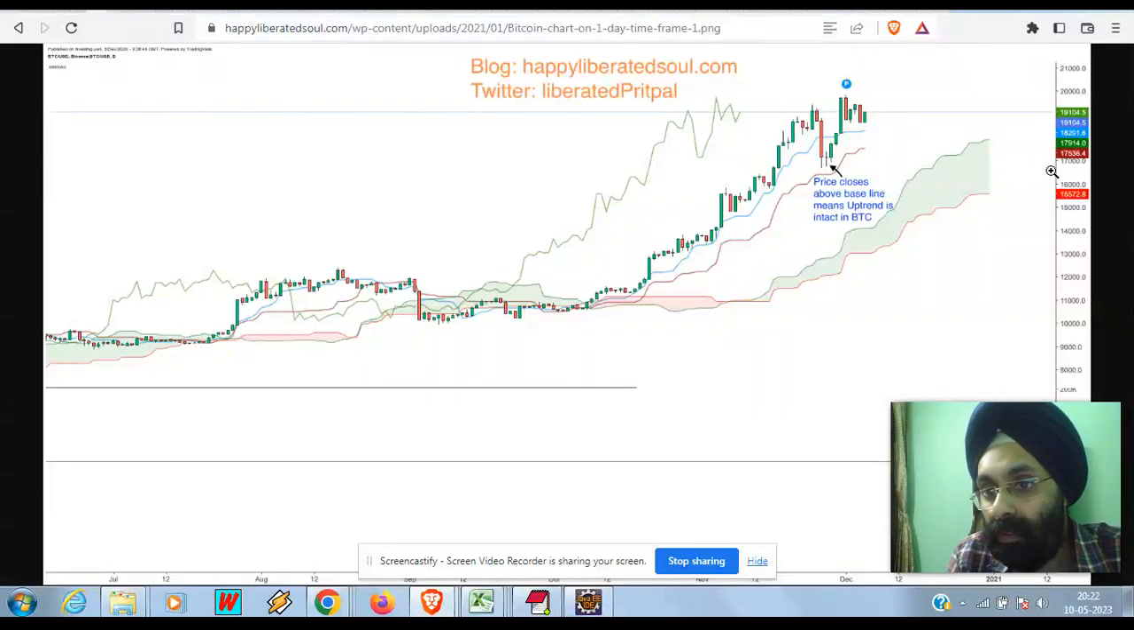After reaching 19,000 the price went down, and it hit a low of around 16,800. But if you see here, the price came down, but it remained above the baseline, which is the red line, also known as Kijun-sen. I have also mentioned in the chart that a price close above the baseline means the uptrend is intact in BTC. So the price came down, but since it was above the baseline, it again followed up with the uptrend.